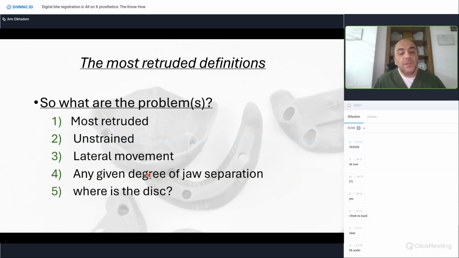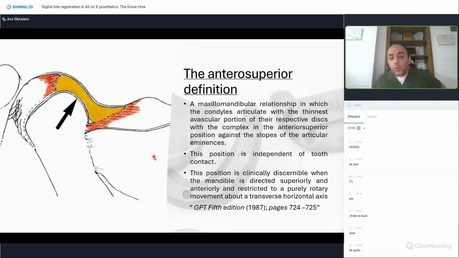And they were not considering the disc in the equation. Where's the disc? So it was really an inaccurate definition. And in the 80s, we started to have a new definition for the centric relation. And this, what we can call new now, it's not new, it's like 40 years ago.